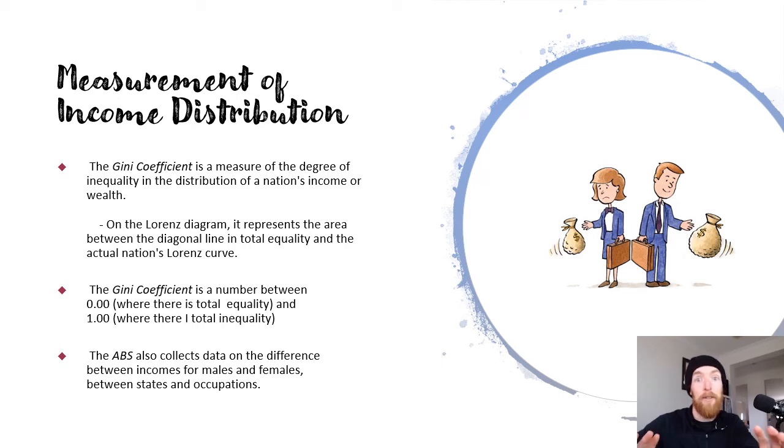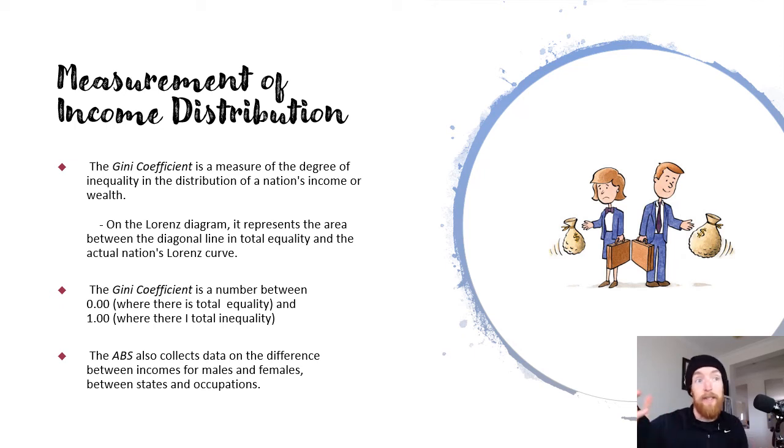So you'd have seen that the green line was total equality, and the pink curve was income. The gap between them represents the inequality that exists, because if there was no inequality, they would be touching, they'd be together. But the further they are apart, the more inequality there is. So the Gini coefficient is a number between 0, which is total equality, and 1, which is total inequality.